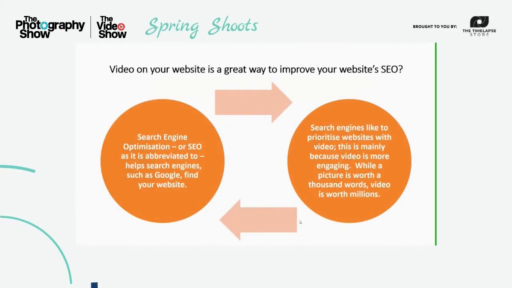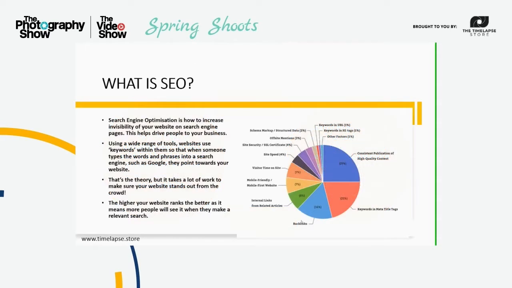Now, video on your website is a great way to improve your website's SEO. So, search engine optimization, SEO, as it's abbreviated to, helps search engines such as Google find your website quickly and easily. Search engines like to prioritize websites with video. This is mainly because video is more engaging. While a picture is worth 1,000 words, video is probably worth millions.